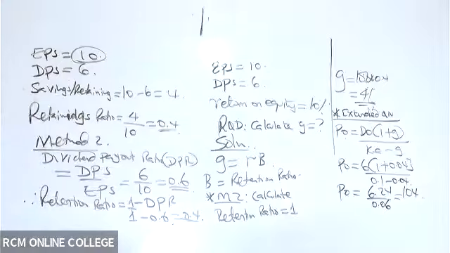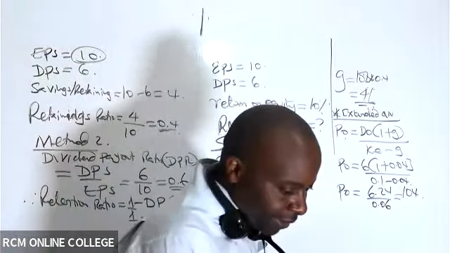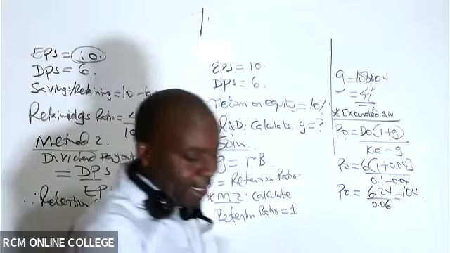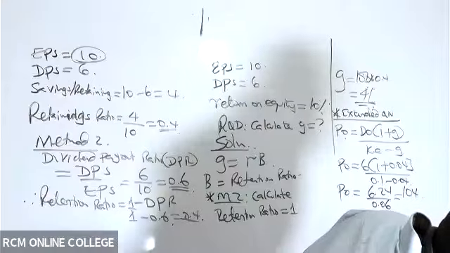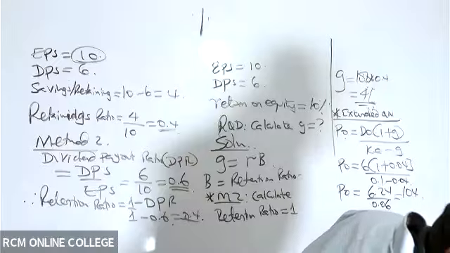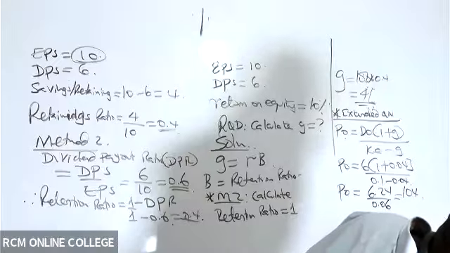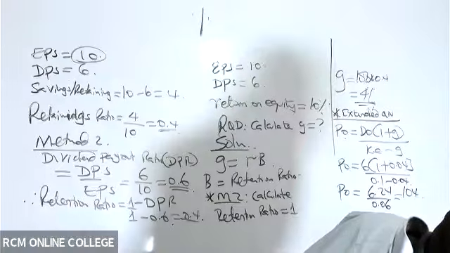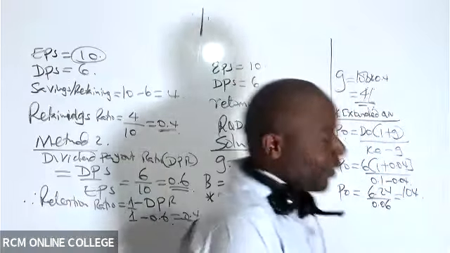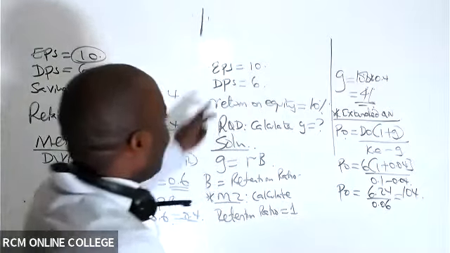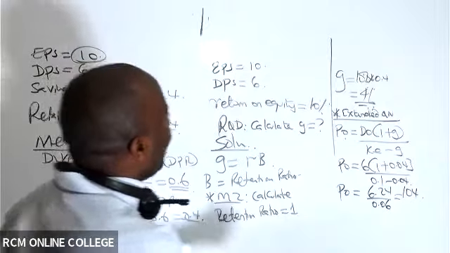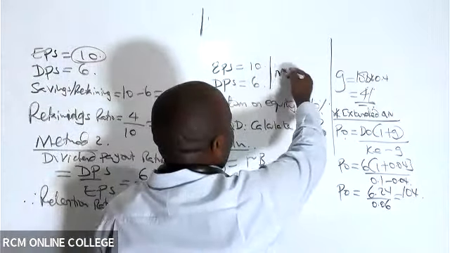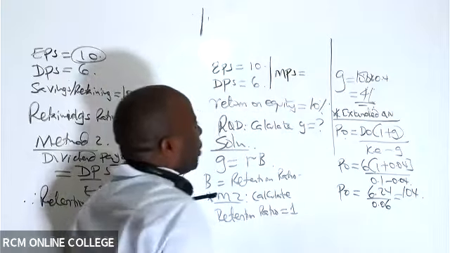All right. DPS is dividend per share. Dividend per share. Yeah. So you see, DPS is dividend per share, EPS is earnings per share. Then we have MPS. MPS is market price per share.